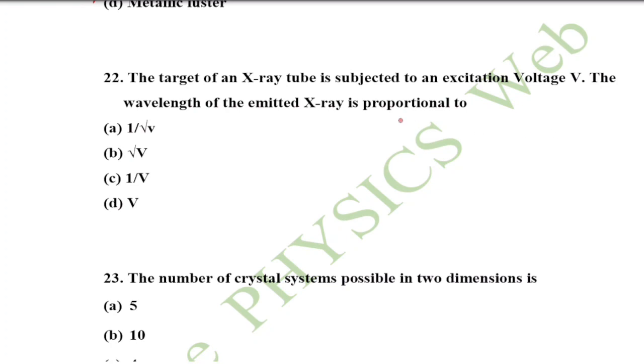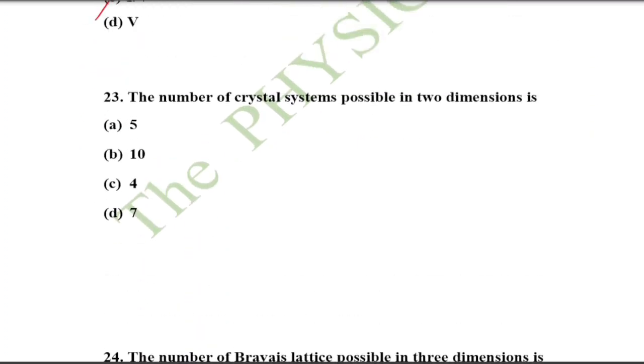The target of an X-ray tube is subjected to an excitation voltage V. The wavelength of the emitted X-ray is proportional to 1 by V. So C is your correct option. The number of crystal systems possible in 2 dimensions is 5.